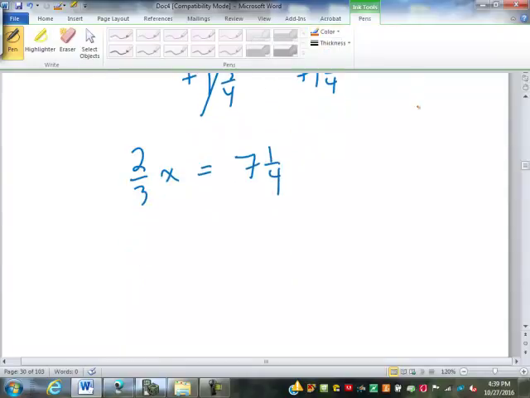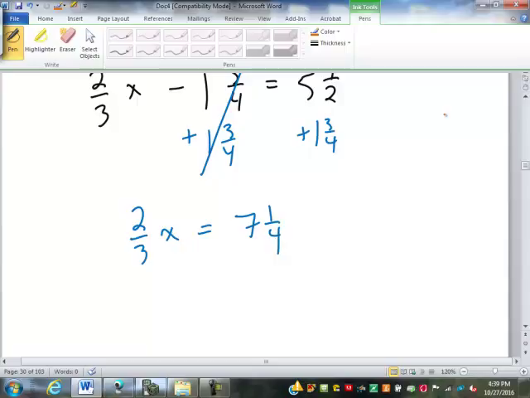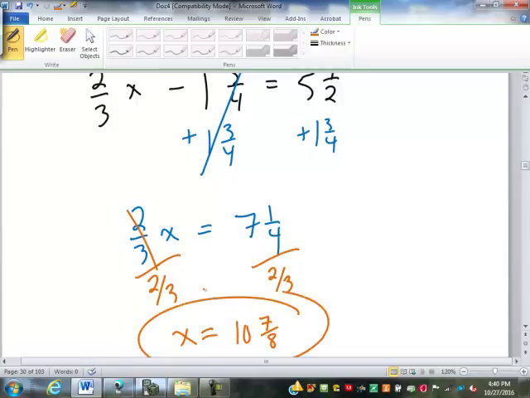Now what do we have to do? Divide by 2/3. So x equals 7 1/4 divided by 2/3 is 10 7/8. Again, I'll leave it up to you to do the math to verify that division. Any questions?